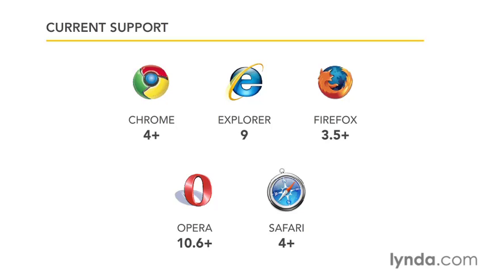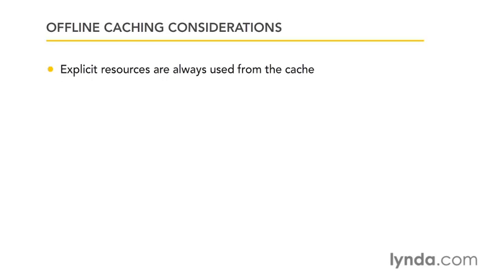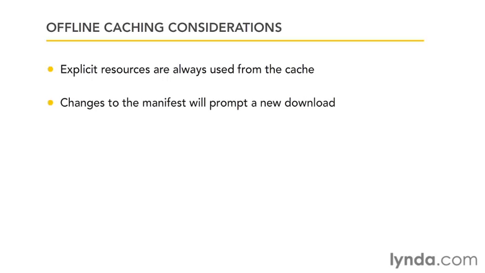Now, the caching process itself has a few quirks you need to be aware of. First, if a resource is listed as explicit in the manifest, the cache version is always used. Remember that, even if the online connection is working. The server will not check to see if there's a new version of the resource. However, if the contents of the manifest file changes, the browser will prompt a new download, and yes, it will download all of the resources again, not just the ones that have changed.